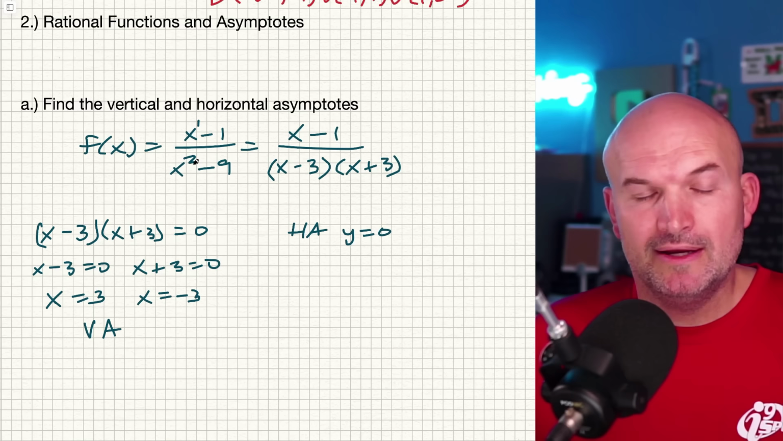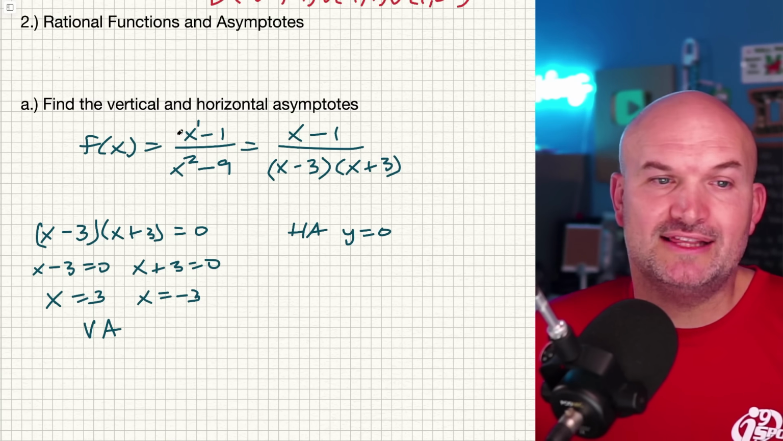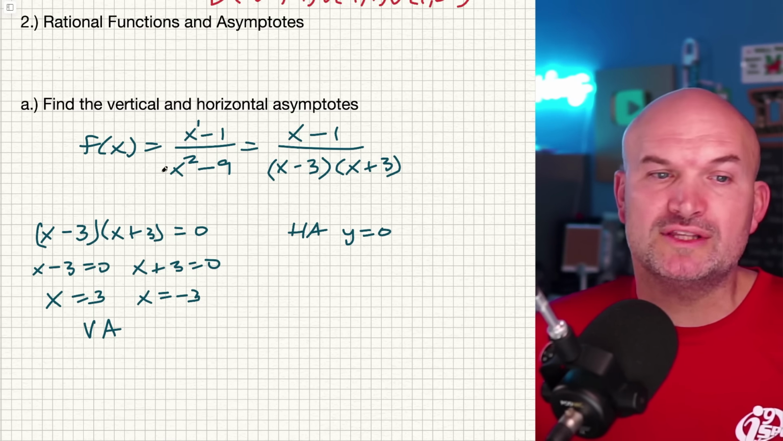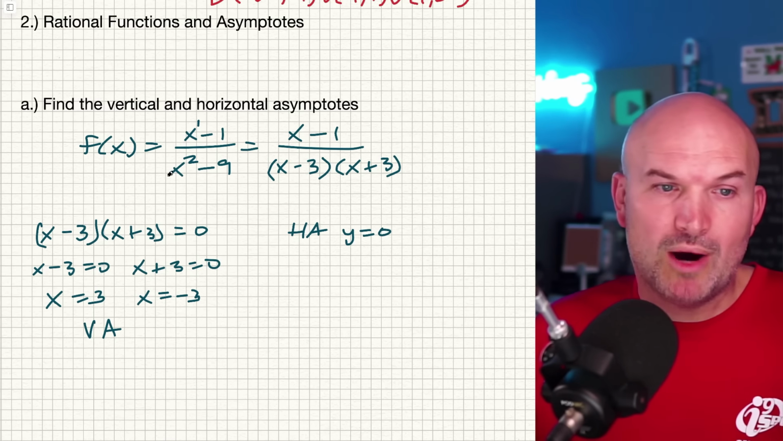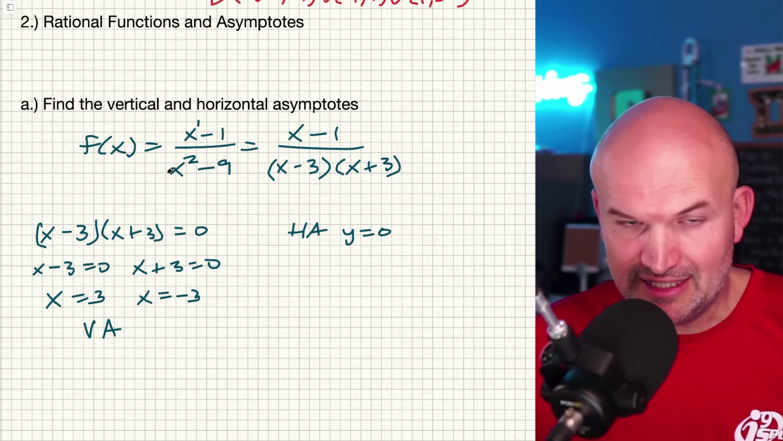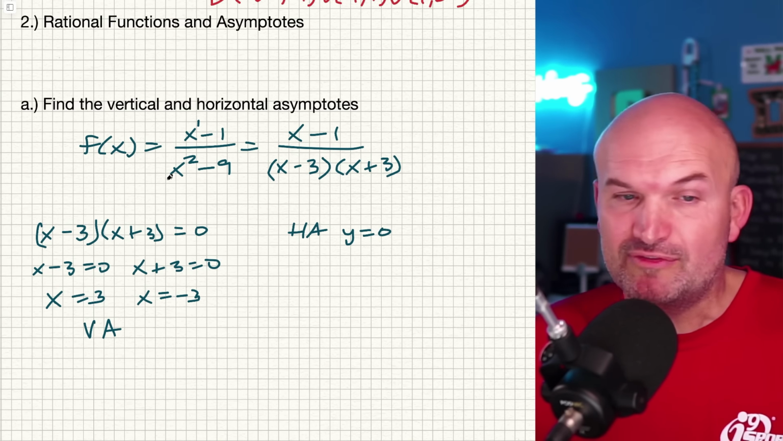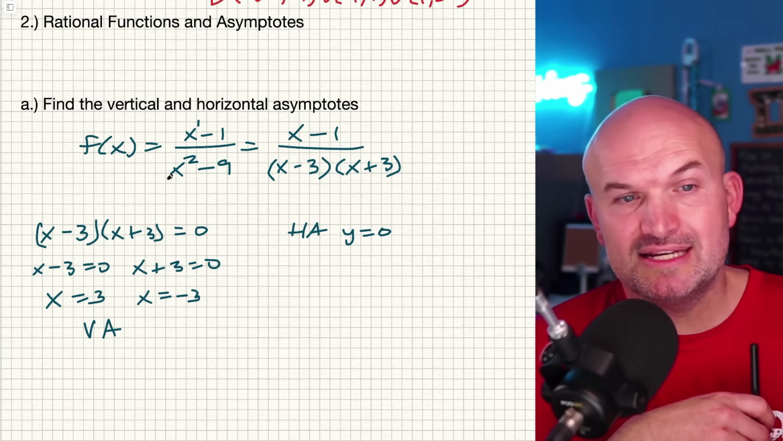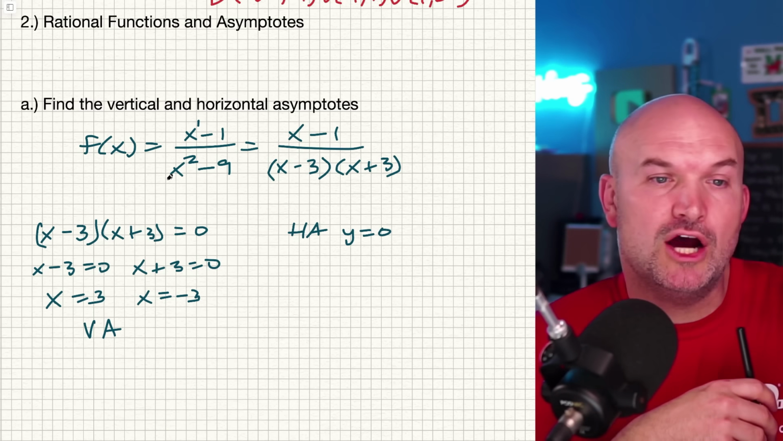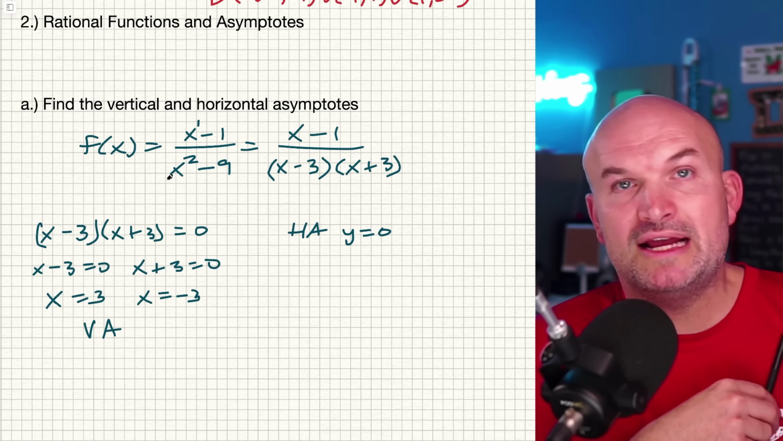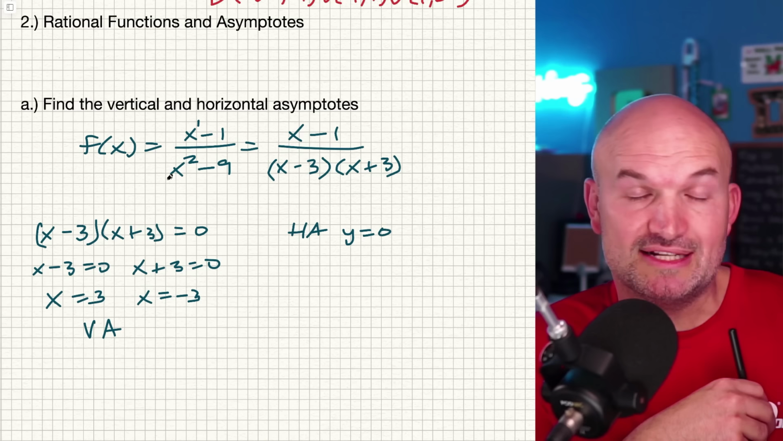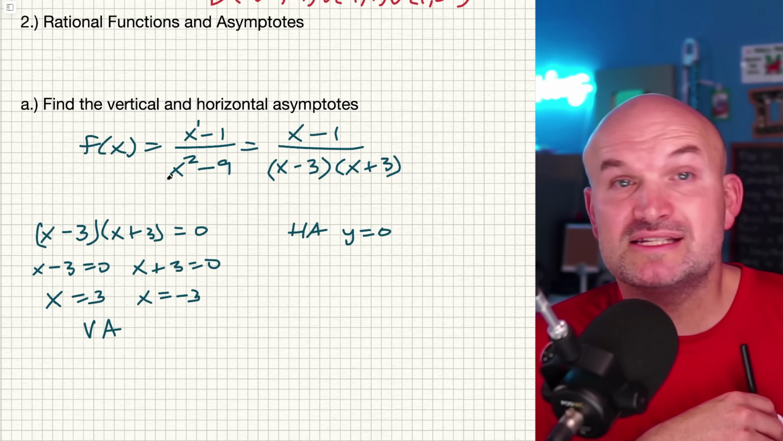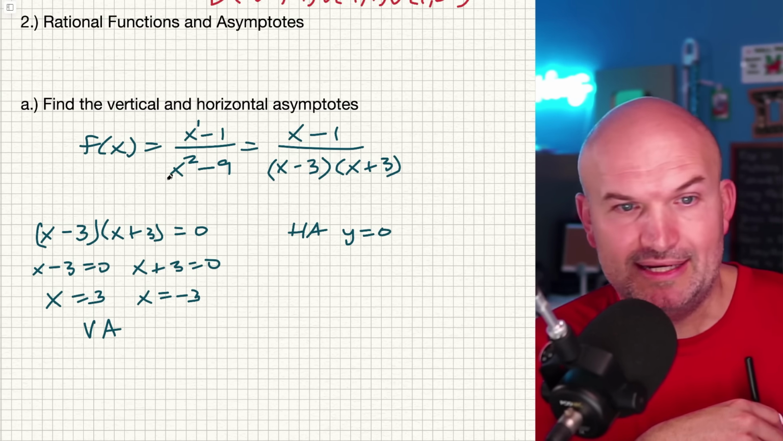When the degrees are exactly the same, so let's say this was x squared and let's say this was x squared, then you're going to take the leading coefficient of your numerator over the leading coefficient of your denominator. So y equals leading coefficient over leading coefficient. And a lot of times that's going to be a fraction, or it just reduces down to an integer. And then the last case is when the degree in the numerator is larger than the degree in the denominator, you're not going to have a horizontal asymptote. You may have a slant asymptote. So that's what we need to go ahead and check.